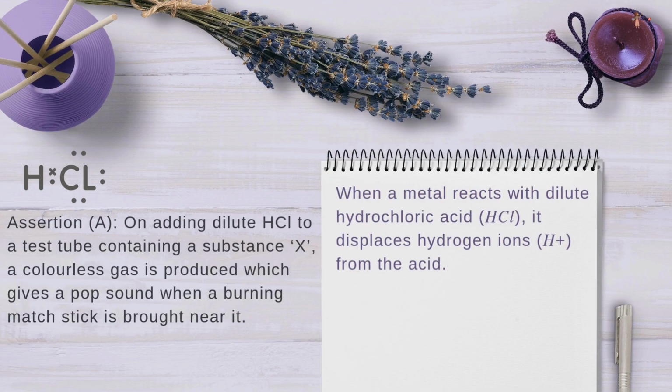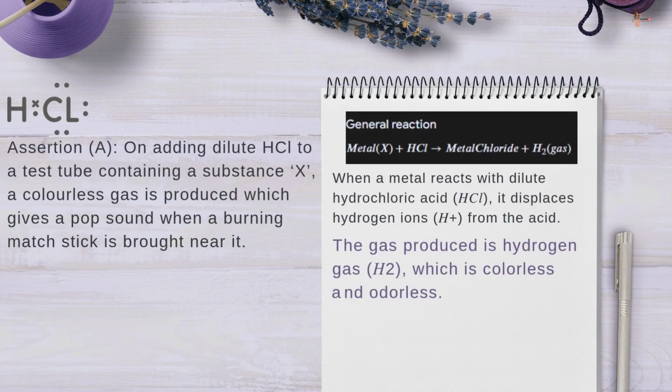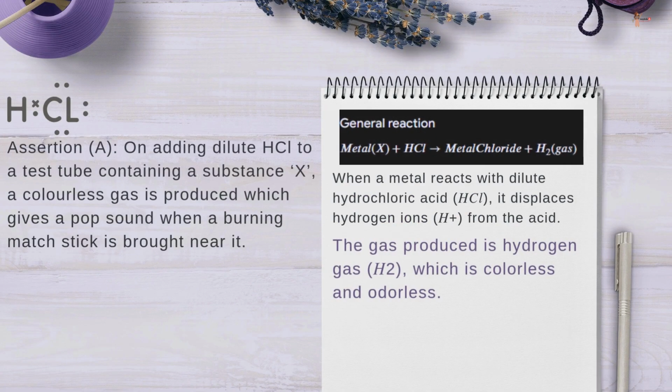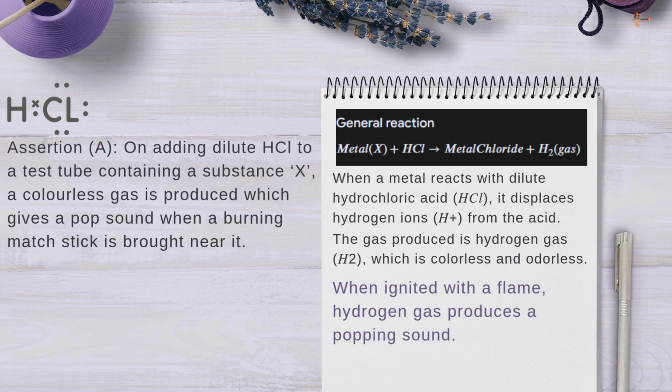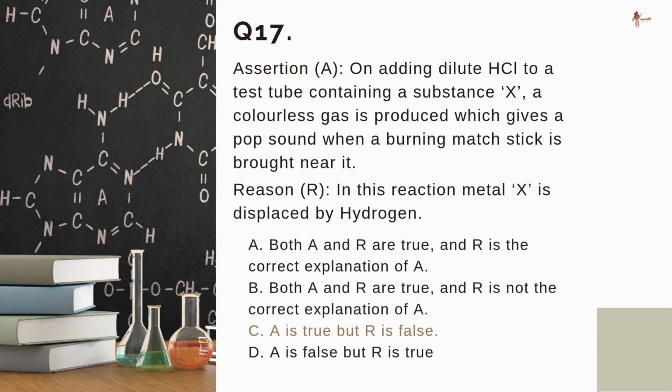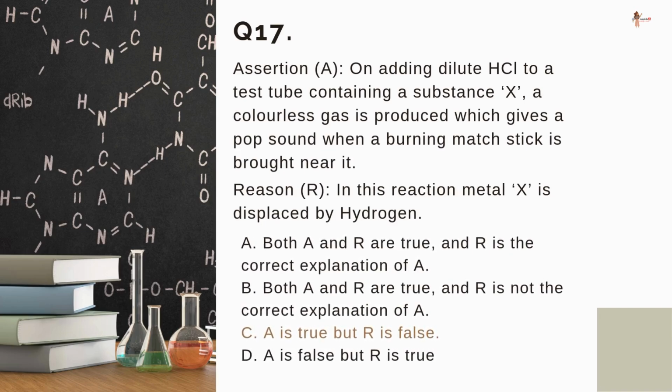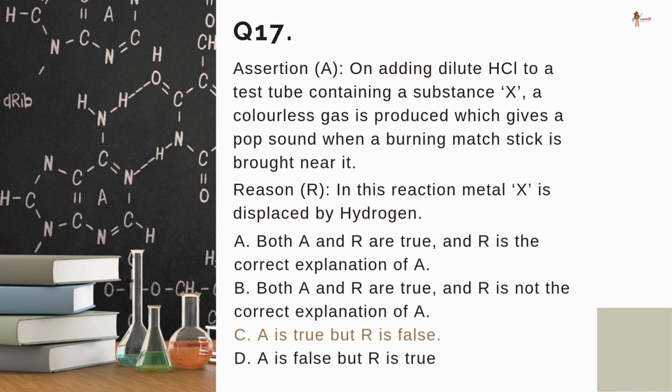Let's first understand the reaction. When a metal reacts with dilute hydrochloric acid, it displaces hydrogen ions from the acid. The gas produced is hydrogen, which is colourless and odourless. When ignited with a flame, hydrogen gas produces a popping sound. This noise is not produced by any other gas. Thus, we can say A is true but R is false.